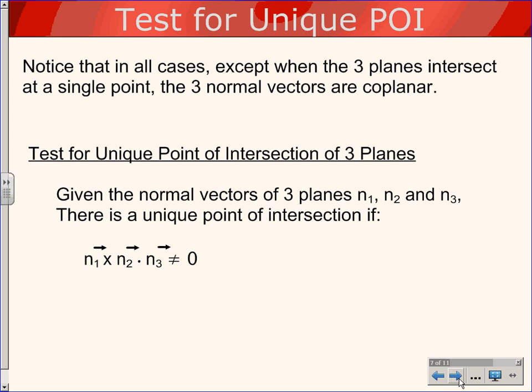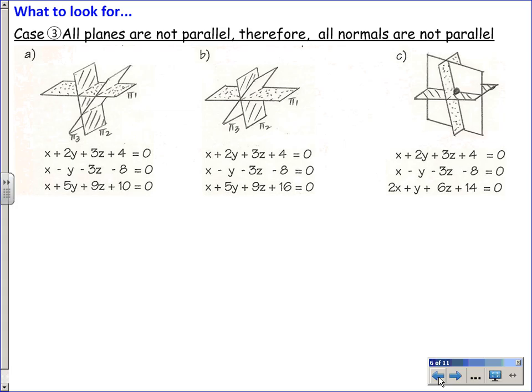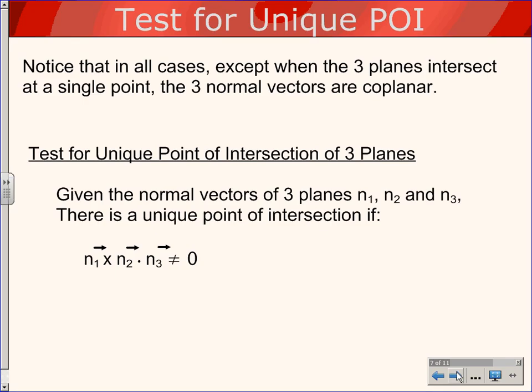This is another neat little part. We're not going to deal with this one too much, but it's worth noticing. And this may be tricky for you to picture, but if you flip back through those slides, if you just back up the video a little bit, it says that notice in all cases except when the three planes intersect at a single point, so every case except this one here, the normal vectors would all be coplanar.